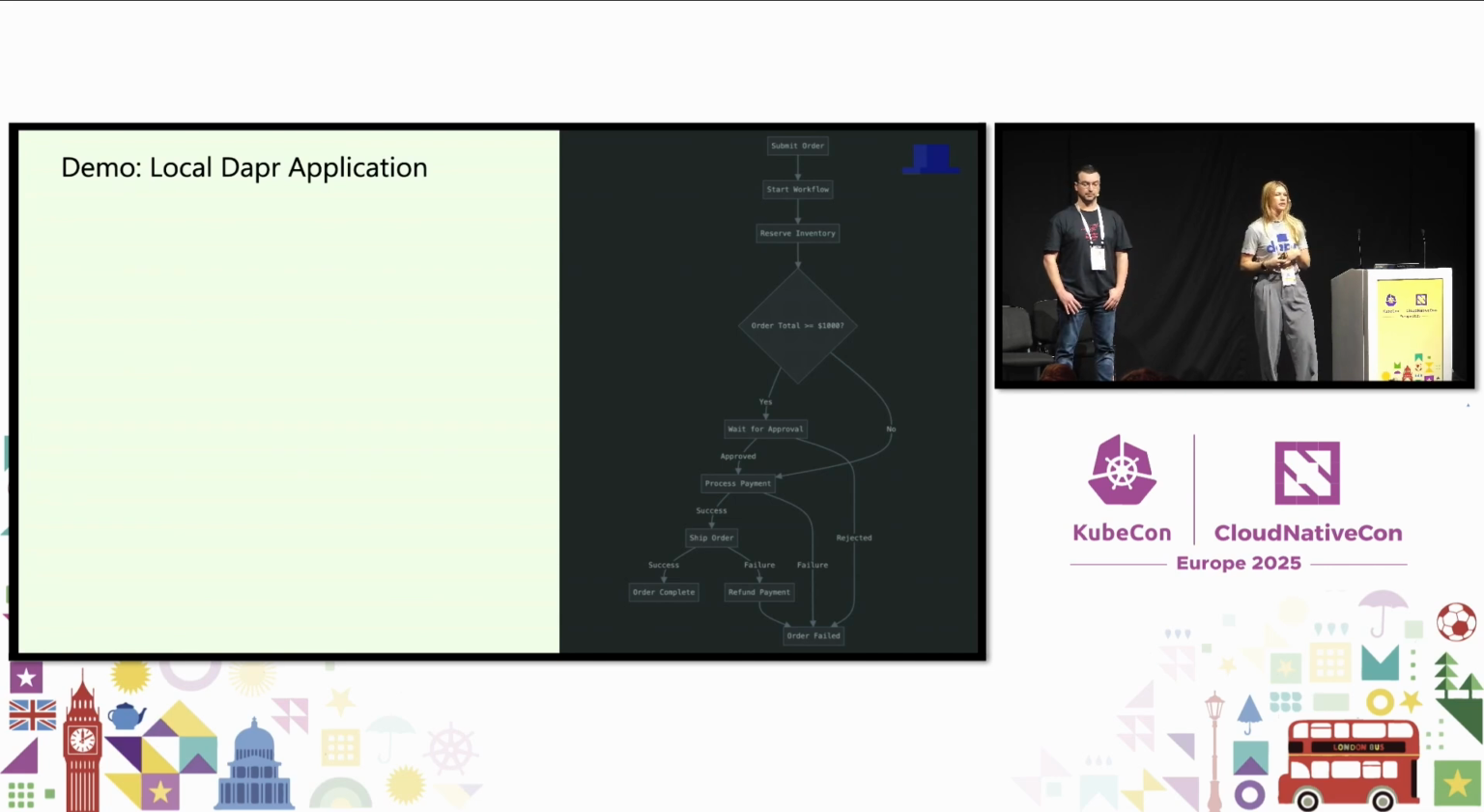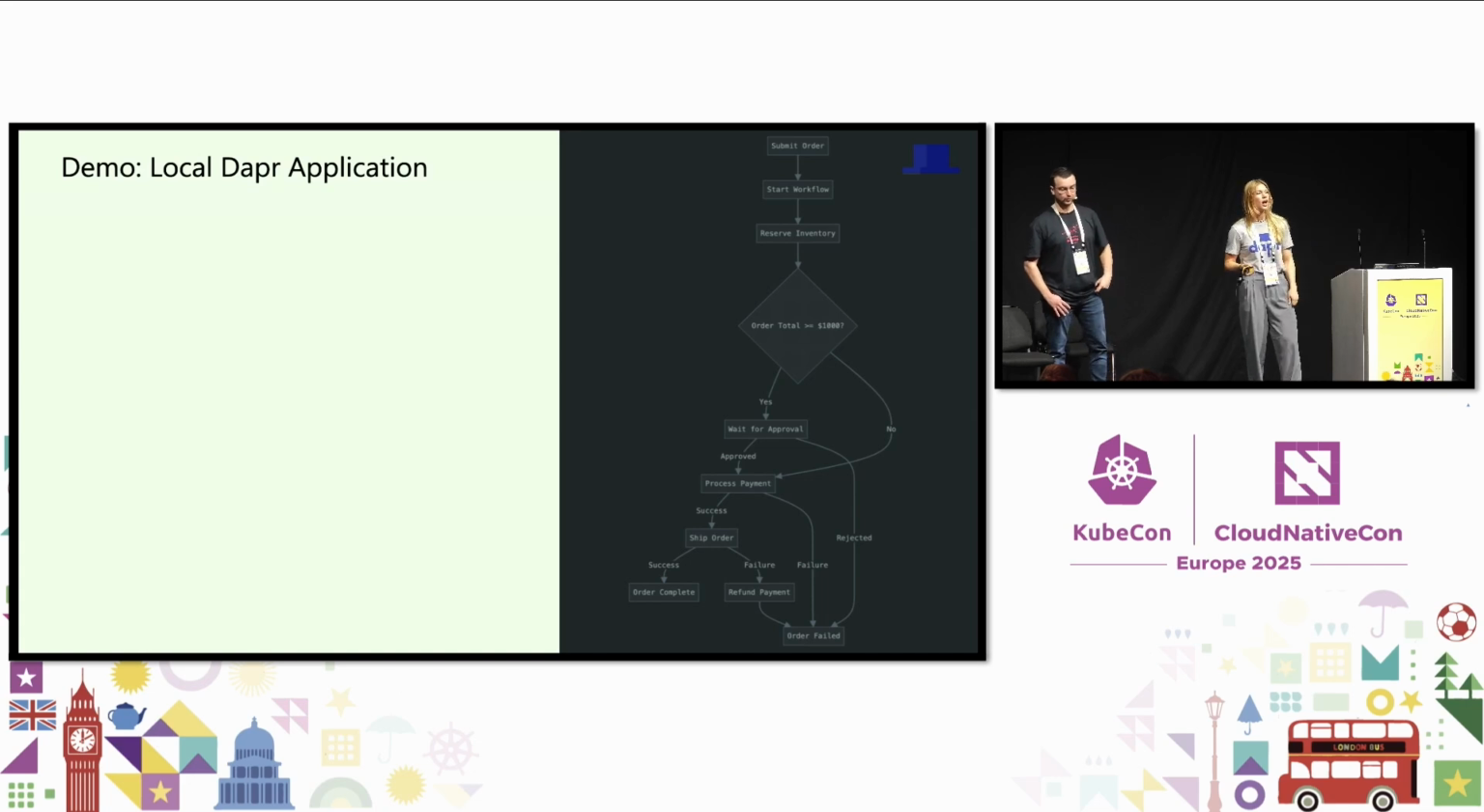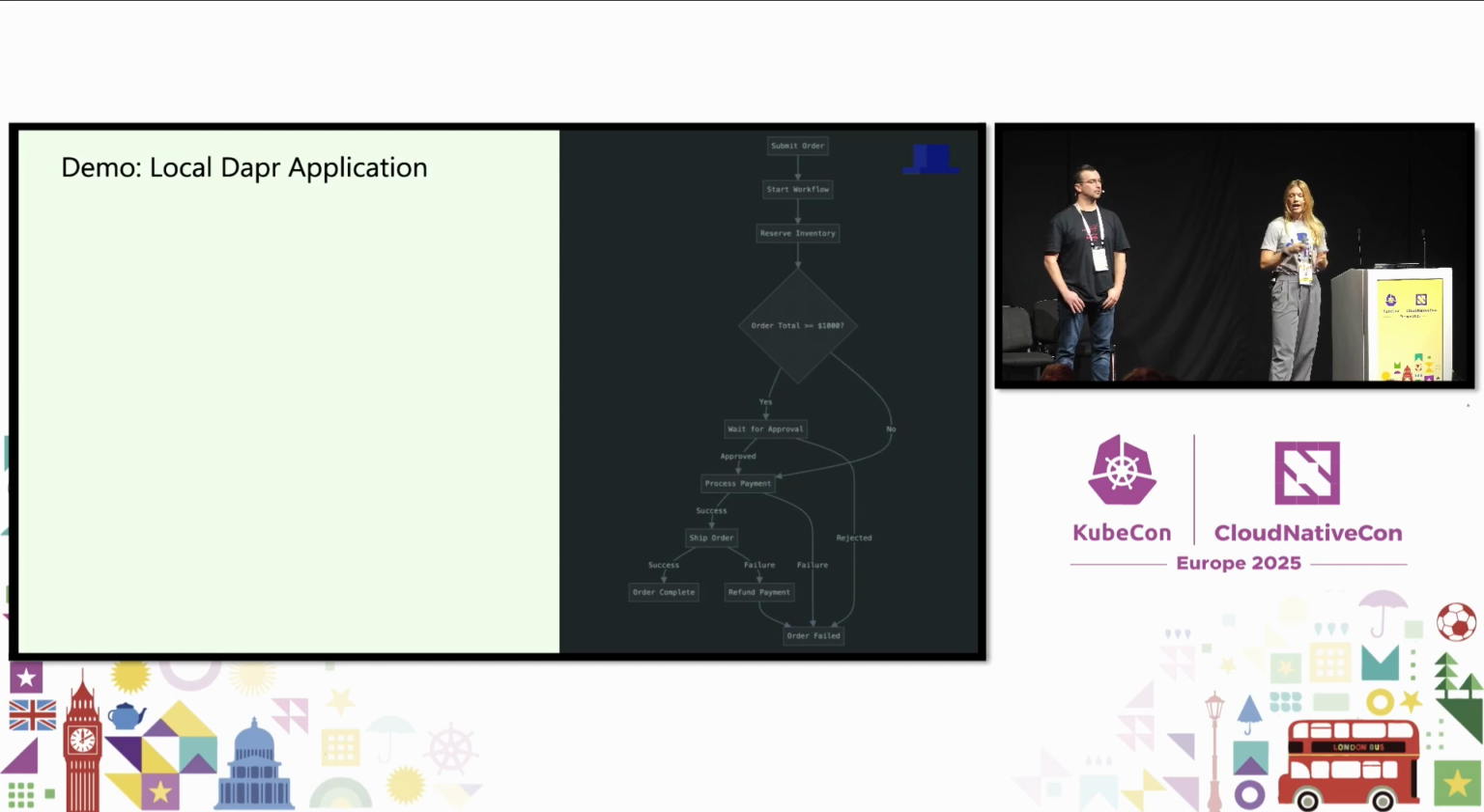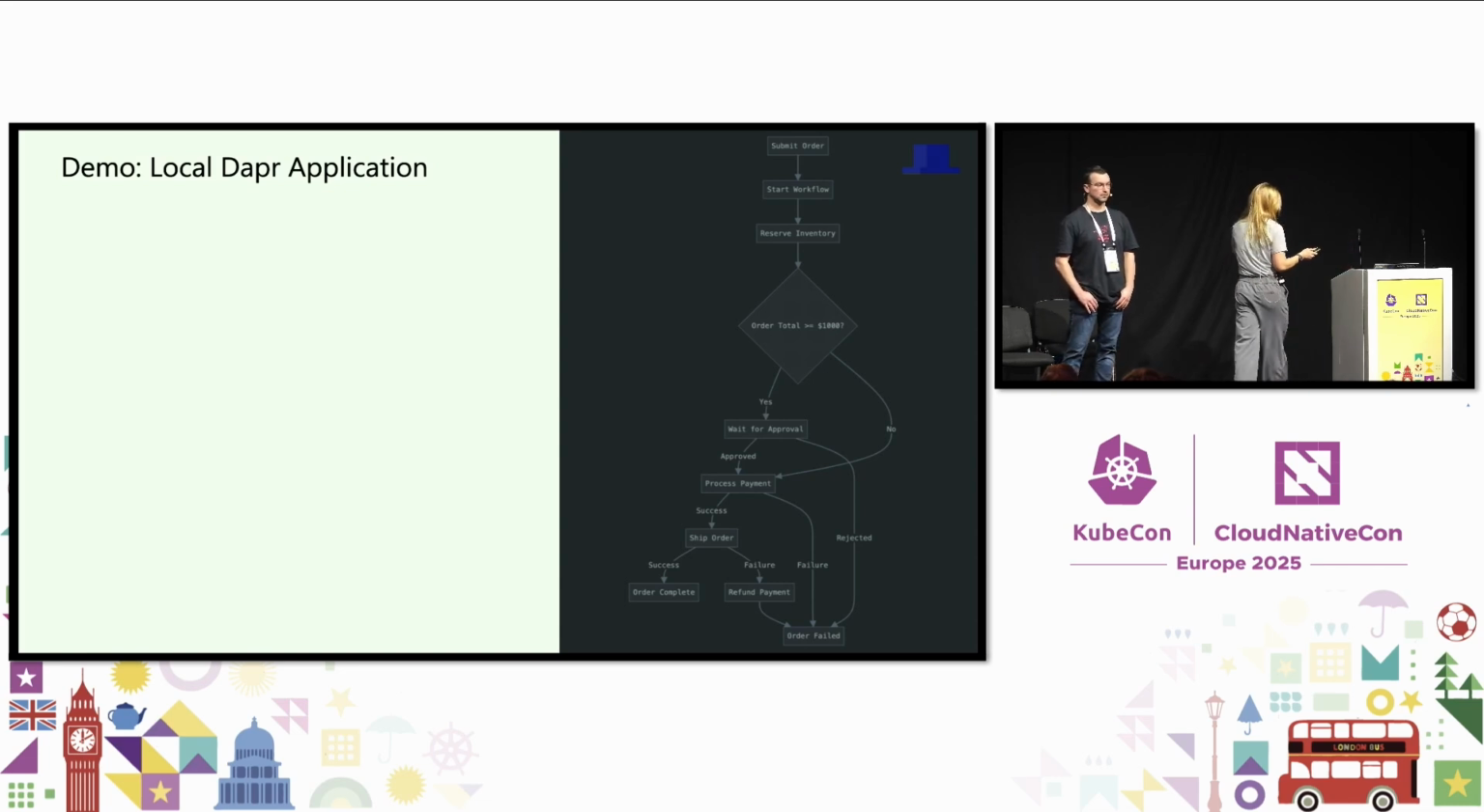It's going to do a few things. It's going to reserve inventory using a Dapr state store API. It's going to essentially determine if the order is over $1,000, and if so, it's going to wait for approval, which is just another function of the Dapr workflow implementation. If I give approval or if it's under $1,000, we're going to process payment, we're going to process shipping, and then ultimately, depending on the outcome, we're going to complete the workflow. Sound good? Sweet.